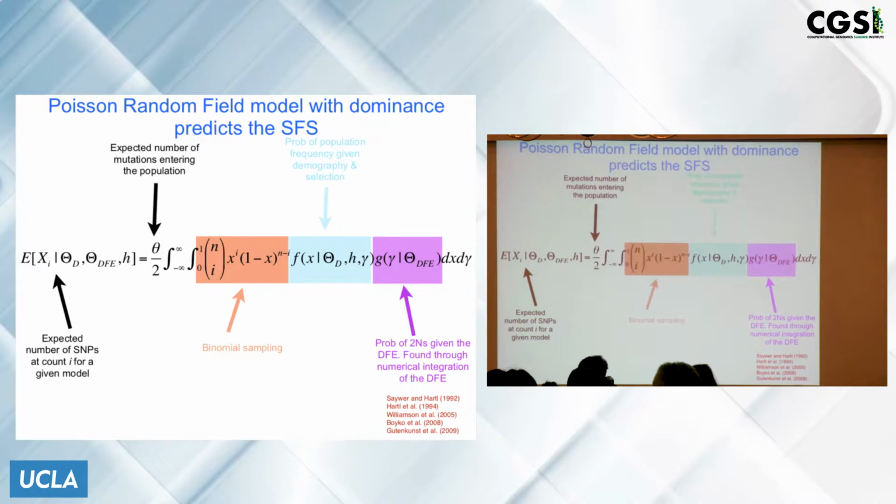And then this is again extending what I told you about before, where now we have our dominance coefficient added in here. This is really the only step that adds in the dominance coefficient, when we want the population allele frequency given demography, the selection coefficient, and the dominance coefficient.